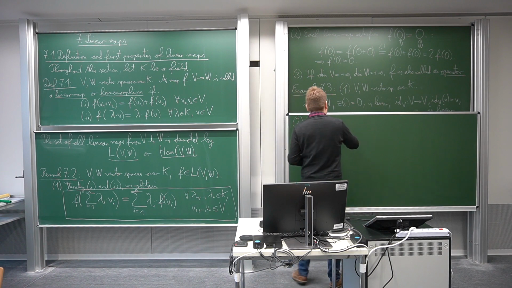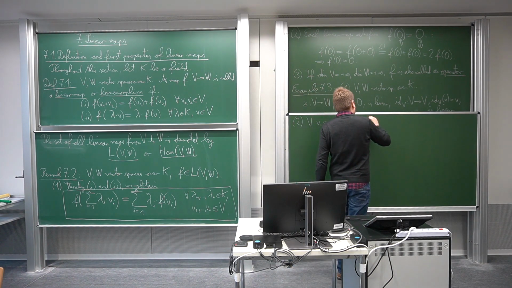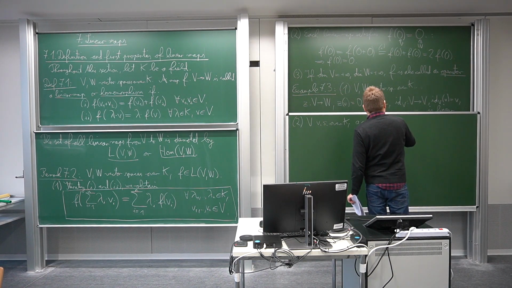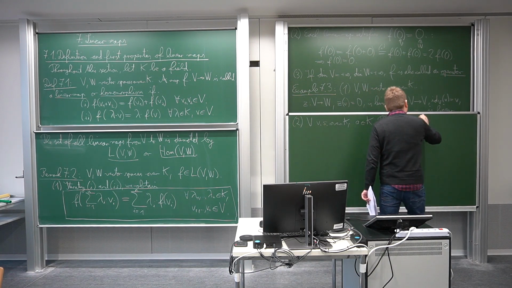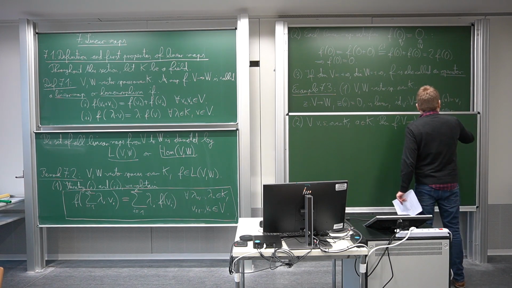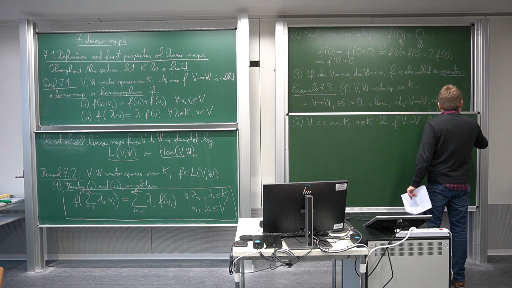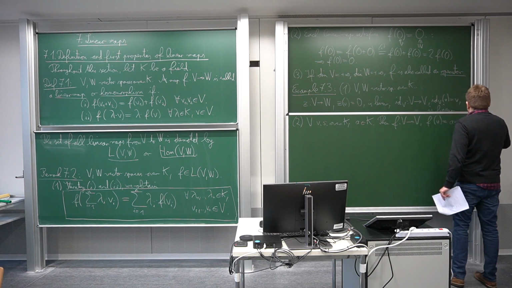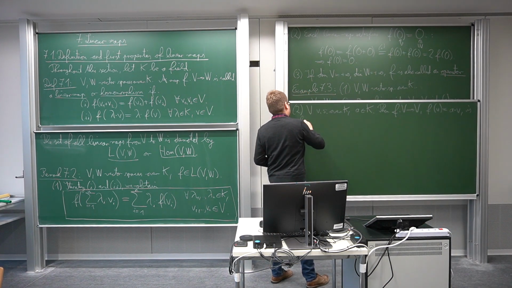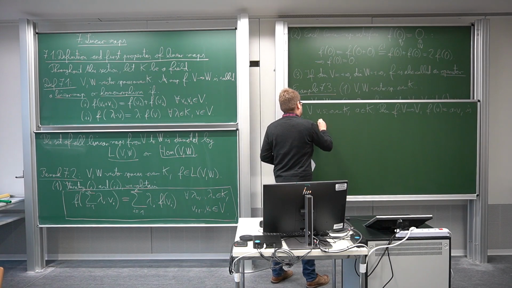Let V again be a vector space over K, and take A to be a fixed element of K. Then F going from V to V, so just one vector space and we stay within itself. F of V is scalar multiplication by A times V. This is a linear map. And let's do the computation just to see how this follows.